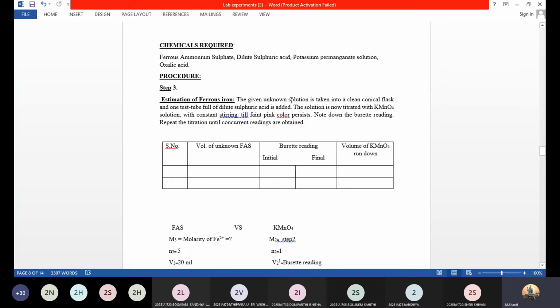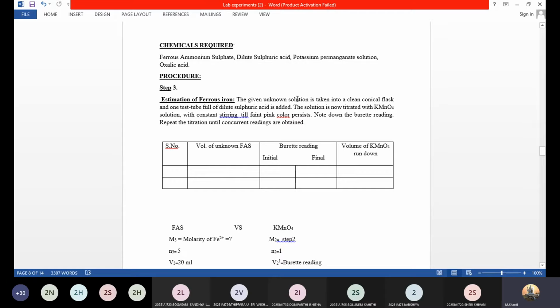Into a clean conical flask, take the unknown solution. So unknown solution refers to what? Unknown solution refers to the ferrous ion solution, and you don't know the concentration. So by using this titration, you can do the calculation and get the concentration of the ferrous. So into the clean conical flask, you will be taking a known quantity of the unknown solution of iron, and then add 1 test tube full of dilute sulfuric acid, and then titrate with the KMnO4.